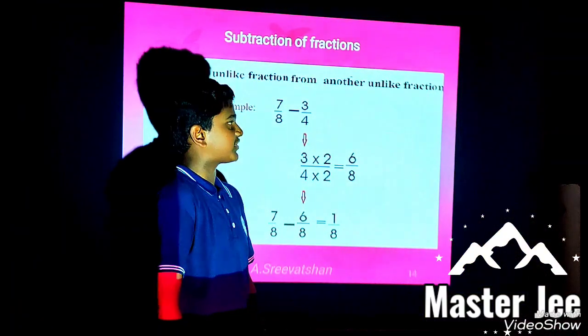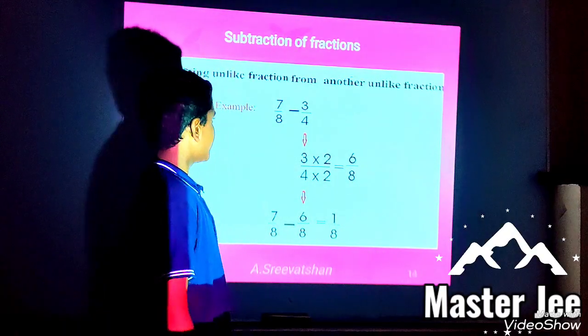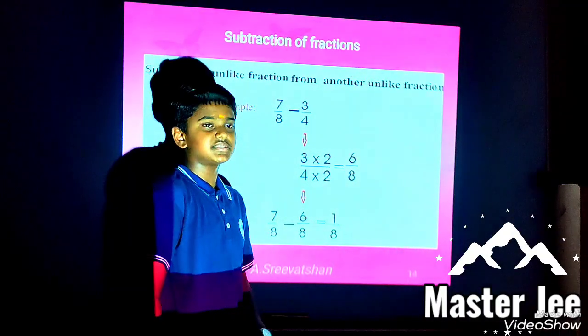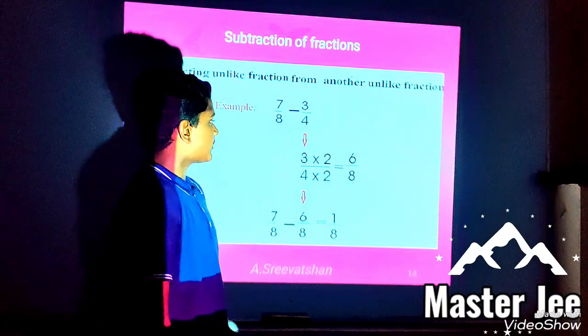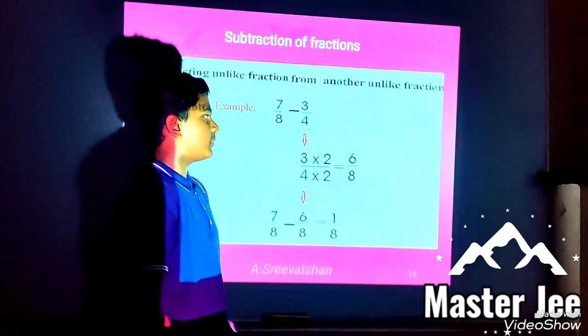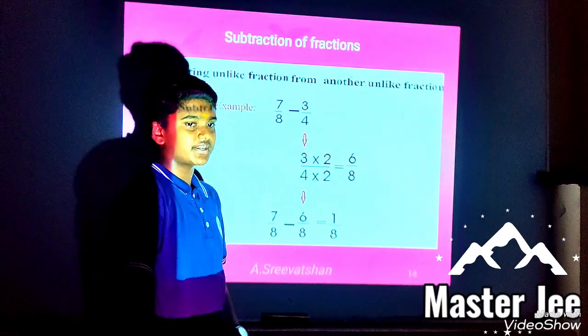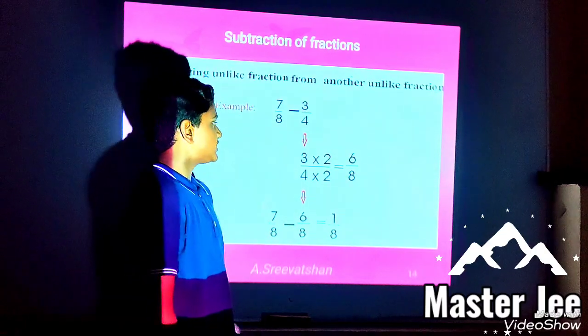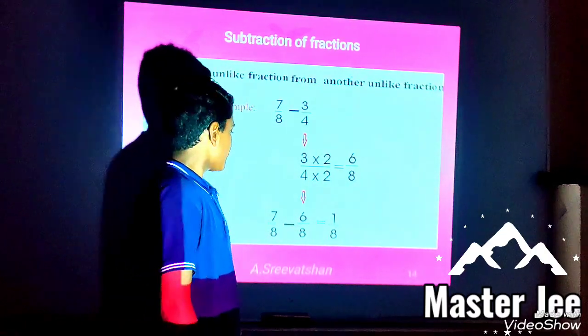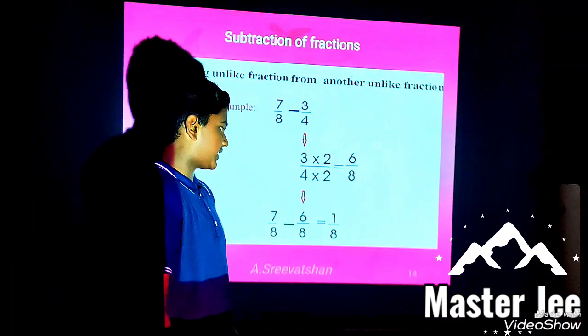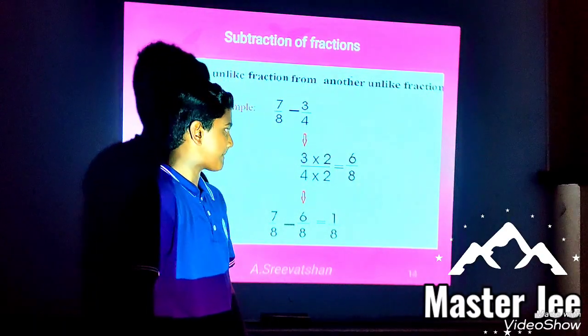Subtracting an unlike fraction from another unlike fraction. Example, 7/8 minus 3/4. To make the denominators the same, multiply both the numerator and denominator of 3/4 by 2, which is equal to 6/8. So 7/8 minus 6/8 gives you 1/8.